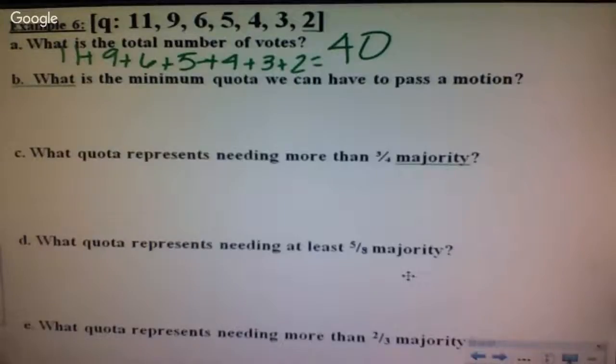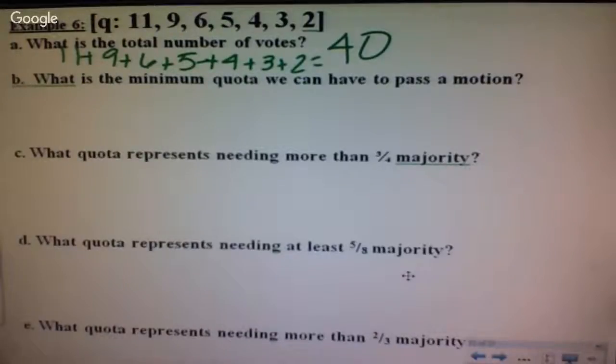Basically, the formula is the total divided by 2 plus 1. Unless it's a decimal, then it's just rounded up. I mean, it's always going to round up.